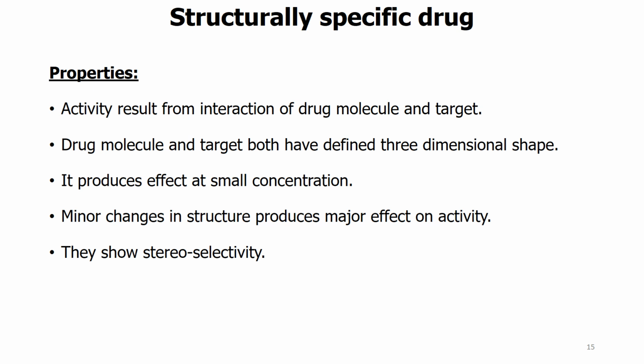Drug molecules and targets both have defined three-dimensional structures. That is, the drug has its own unique three-dimensional structure, and the target has its own peculiar three-dimensional shape. They produce effects at small concentrations. Minor changes in structure will produce major effects on activity. Most importantly, they show stereoselectivity.